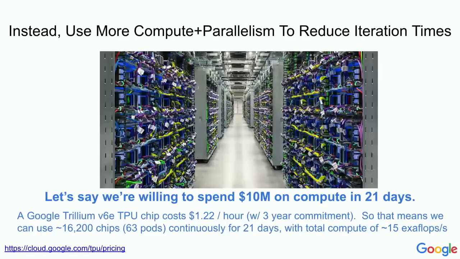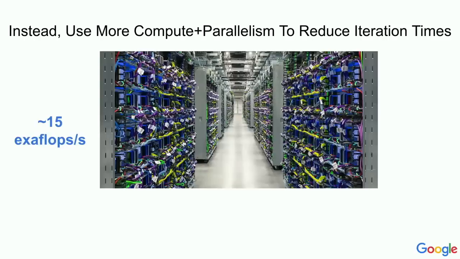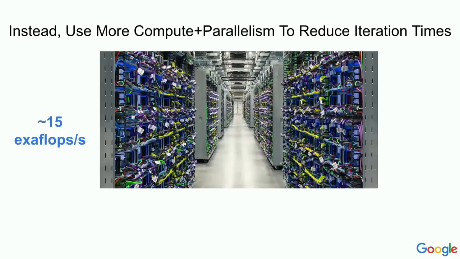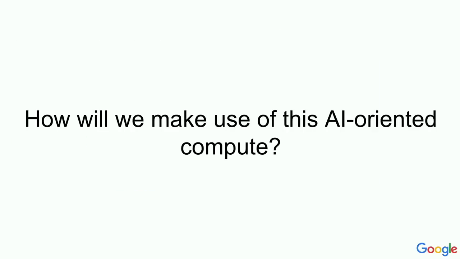So if you use a Google Trillium TPU chip, that costs you $1.22 an hour. And if you really want to spend your $10 million in 21 days, that means you could have access to 16,000 of these chips for 21 days. And that's 15 exaflops. That's quite a lot of compute. And if you're willing to spend $100 million, you get 10 times that. So I think with this amount of compute, you could actually do a pretty good job of exploring a space in a more automated way than we're currently doing with chip design. So how will we make use of this?